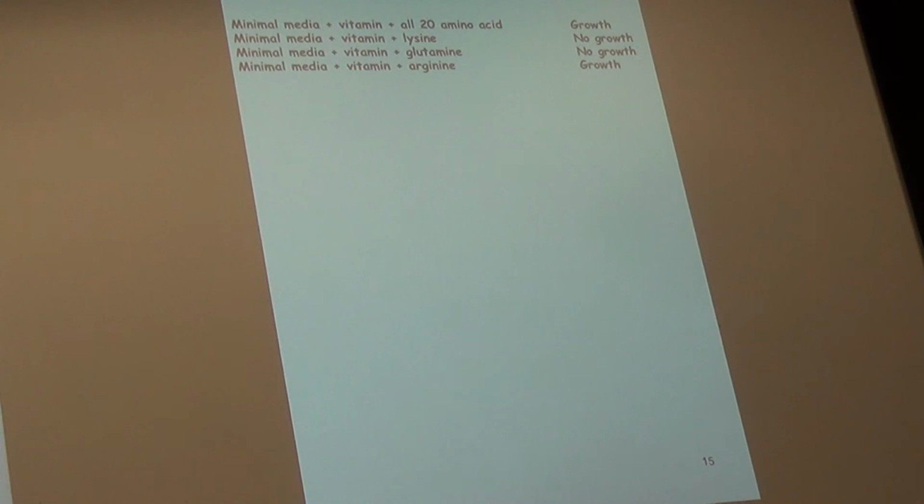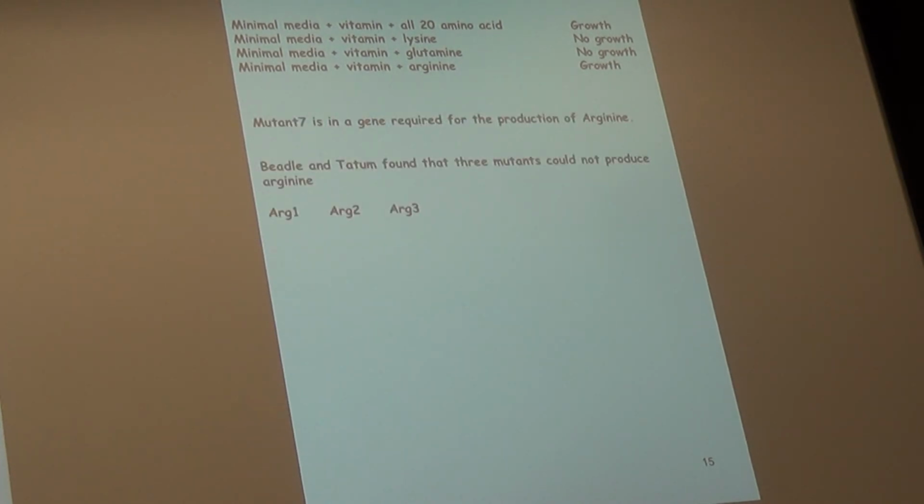And you work your way through all 20 amino acids, and hopefully at the end you will have strains that are only unable to make arginine but can make all of the other amino acids. And you focus on those mutants, because those are mutants involved in the biosynthesis of arginine. So, when you've done this kind of analysis, you will find mutant cells that are unable to produce arginine.